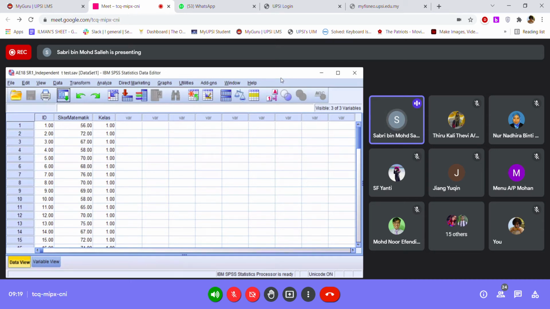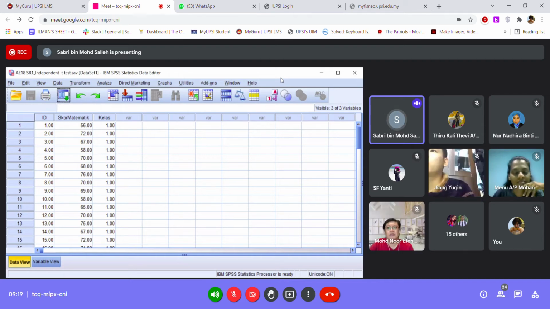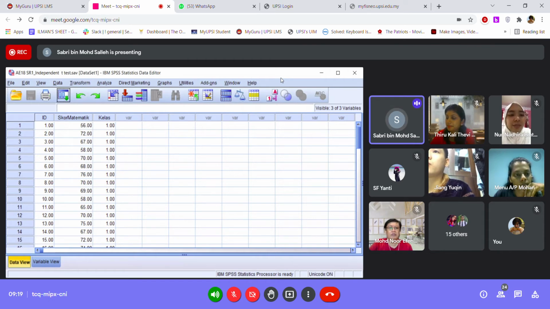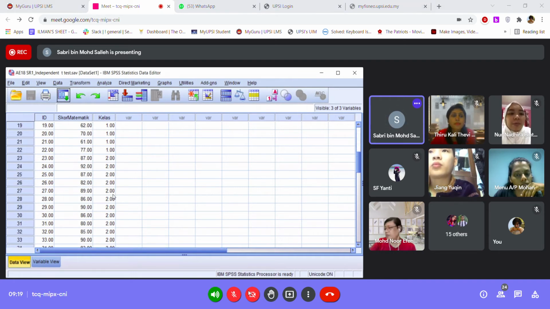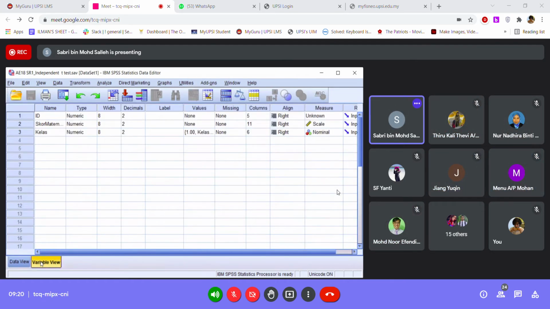Okay, now this is the display. So there are 3 columns. I included the column ID. So that's the ID of the student, identification. 1, 2, 3, 4, 5 up to 44. Notice the math score and class. So there is always a data view and a variable view. Now this variable view is also in your PowerPoint.